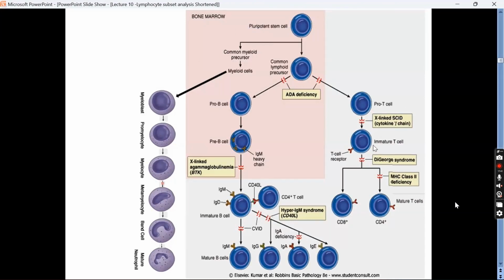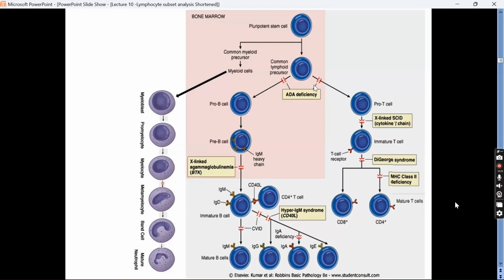It shows hematopoiesis, especially lymphopoiesis, and they have beautifully shown where the mutation happens and what problem will arise, or what PID comes. For example, this is a pluripotent stem cell, and you have the common lymphoid progenitor. The common lymphoid progenitor differentiates into B or T. When you have a mutation here, you have ADA deficiency. Because of ADA deficiency, the patient presents with both B lymphocyte deficiency and T lymphocyte deficiency, which we call T minus B minus combined immunodeficiency.